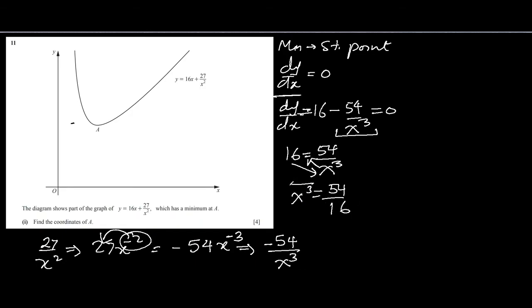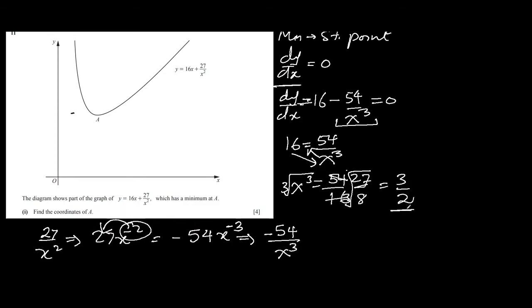And if we cube root both sides, first of all, let's simplify them. 27, this is 8. And cube root of 27 over 8 will be 3 over 2. So we got x coordinate 3 over 2.